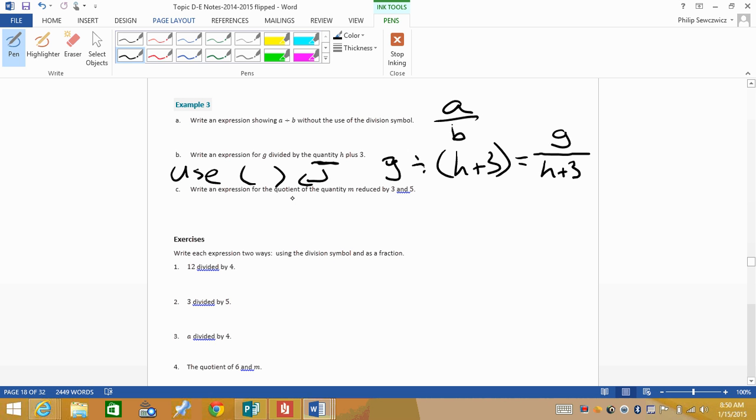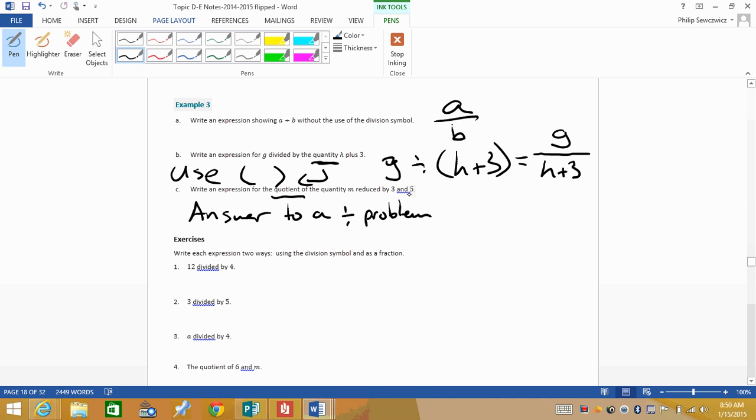So write an expression for the quotient. All right, quotient. Ooh, another word. Quotient is the answer to a division problem. So it's like sum, the answer to an addition problem. It's like difference, the answer to a subtraction problem. And now we've got quotient, the answer to a division problem. So let's see here. Write an expression for the quotient of the quantity m reduced by 3 and 5.